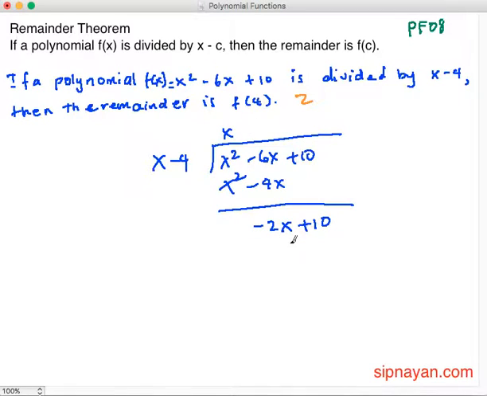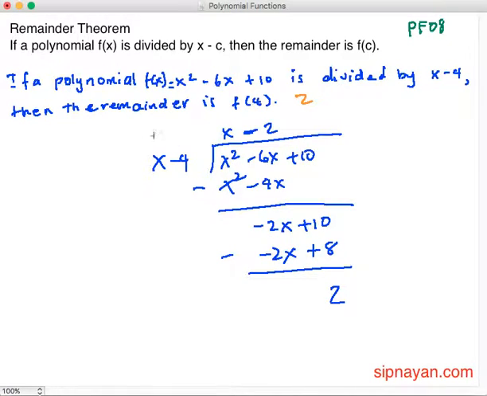So, negative 2x divided by x is negative 2, or the same as minus 2. So, negative 2 times x is negative 2x. Negative 2 times negative 4 is positive 8. And then we subtract. Subtraction yan, no? This will cancel out, no? And then the remainder is 2. 10 minus 8 is 2. So, 2 yung remainder natin, which is correct, no?